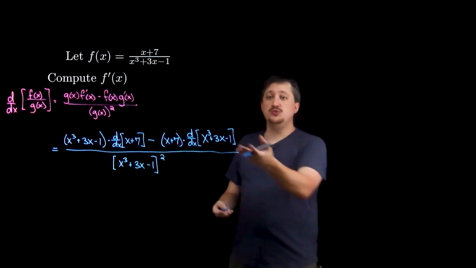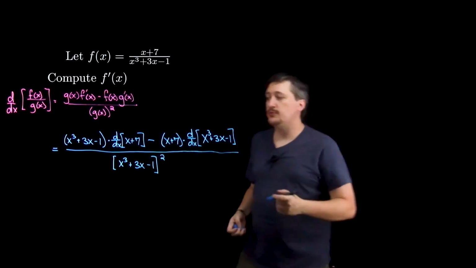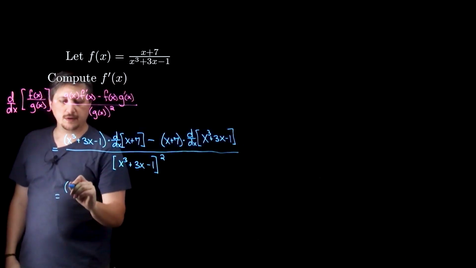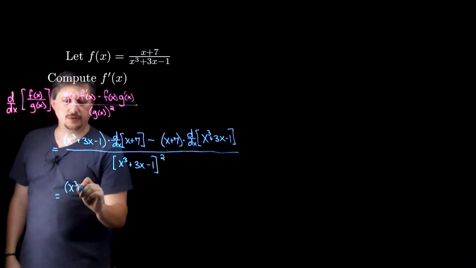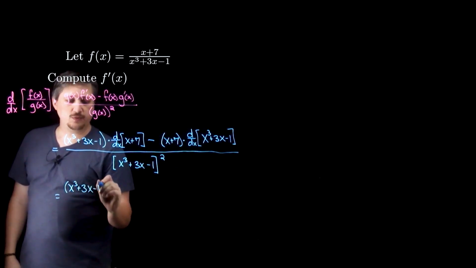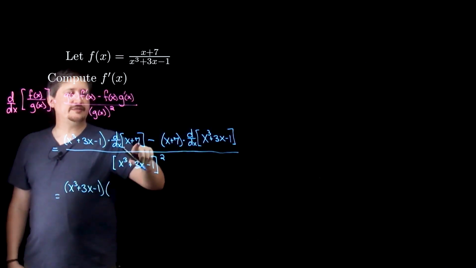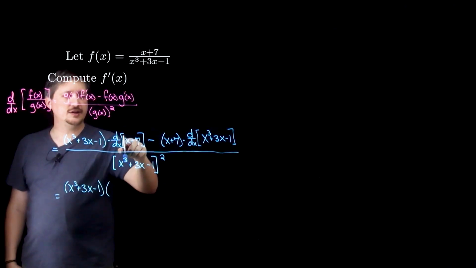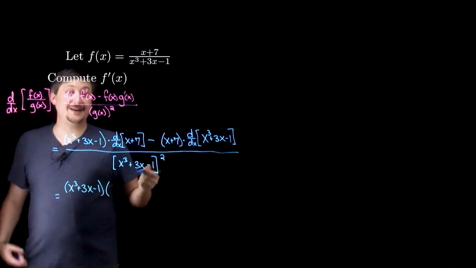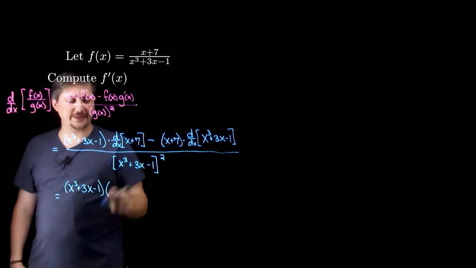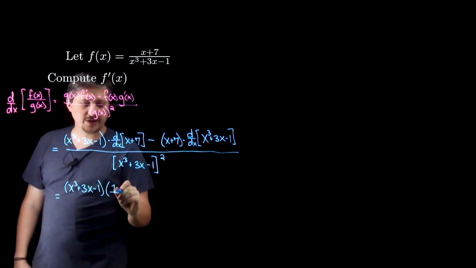So now I'm going to actually do the derivatives that I need to do, right? And these are just polynomial rule. So I'm going to get x cubed plus 3x minus 1 times, so here, derivative of x plus 7, so the constant goes to 0, so the derivative kills that off. Derivative of ax is just a, right? The derivative of something times x, you take the 1 down, and the x part goes away. I'm just going to get a 1.